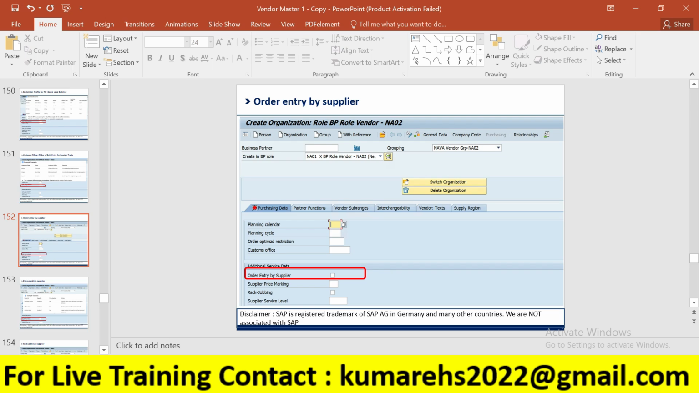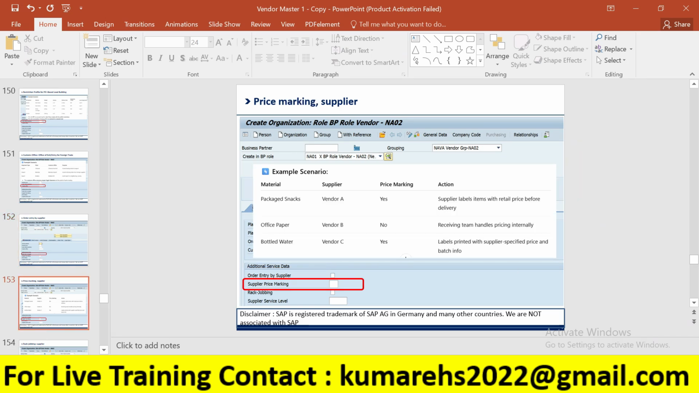So the next field is price marking supplier. The price marking supplier in SAP refers to an indicator used in materials management and purchasing that signals whether a supplier applies a price mark or label on goods for identification, regulatory or internal purposes.